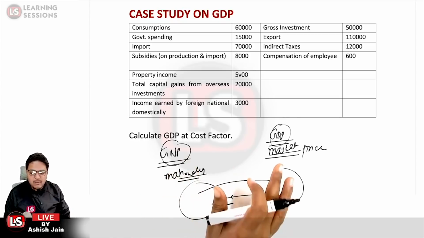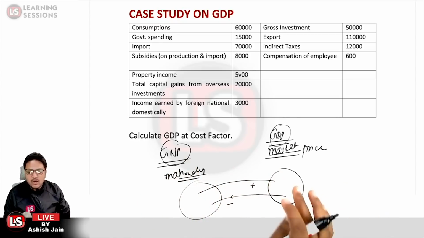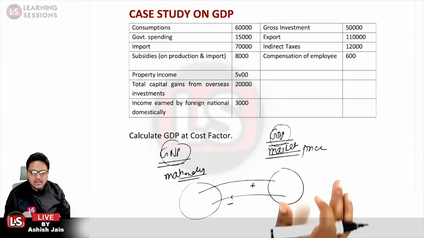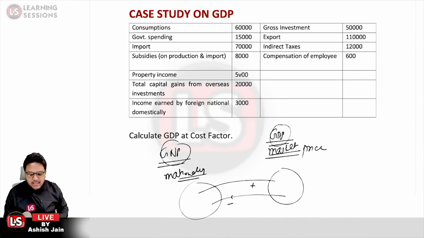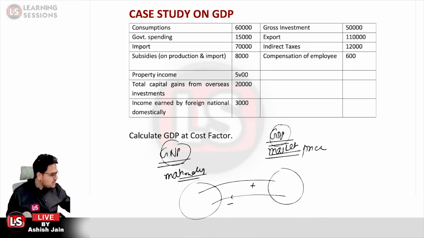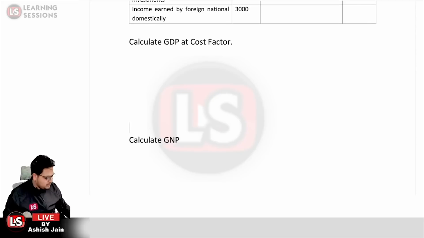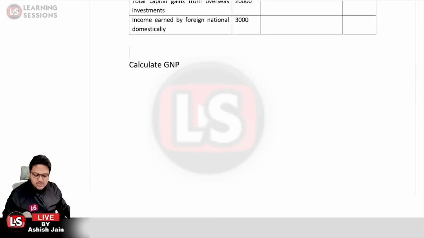Whereas if we look at the GDP, that is a territory concept. I just told you that it is related to whatever has been produced and rendered in the territory itself. That is related to the GDP, whereas GNP is a nationality concept. So now we will be calculating the GNP first of all, that is the gross national product.